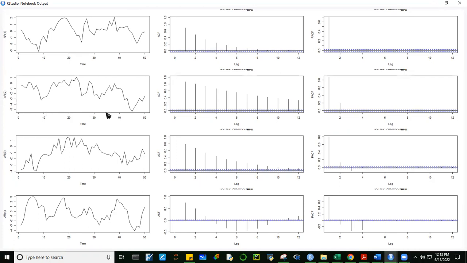AR2, significant spikes at lag 1 and lag 2. Diba? AR2 process to. So dito mahuhulaan natin, no? AR2 process, significant spikes at lag 1 and lag 2 sa PACF. No? ACF guys, slow decay. Notice nyo, lahat to AR process, panay slow decay yung ACF natin.